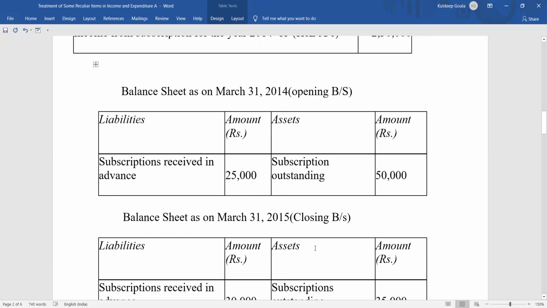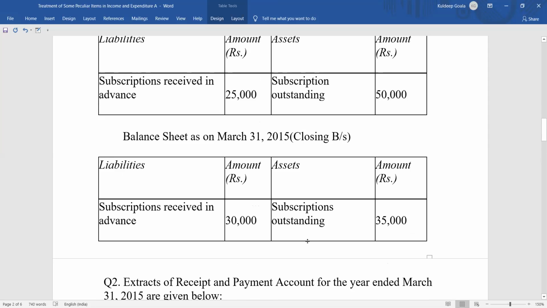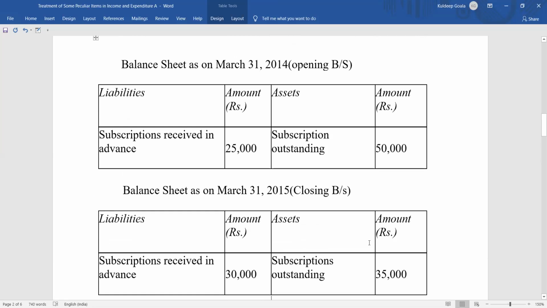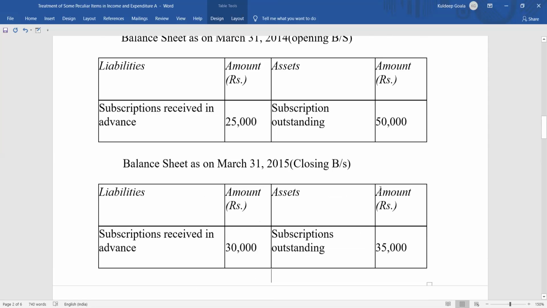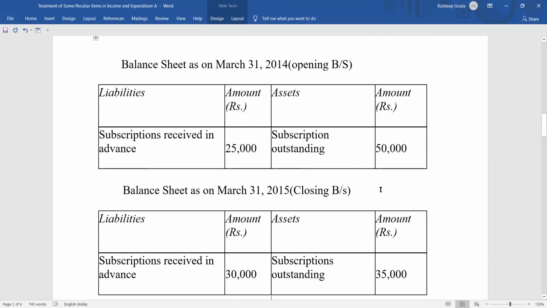Okay, I hope all of you have understood. This is how subscription received in advance of the current year will be placed in the liability side, 30,000, and subscription outstanding of 35,000 will be placed in the asset side. No need to do the totaling, nothing to do the balancing. There's no balancing in the balance sheet, so don't do that. No need to do the totaling also. Let it be as it is.